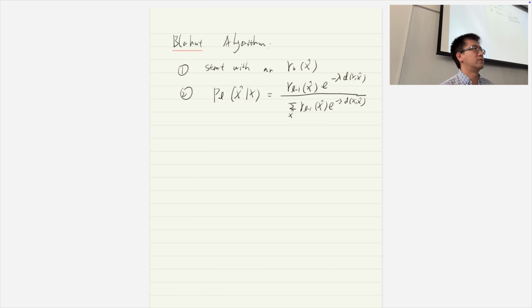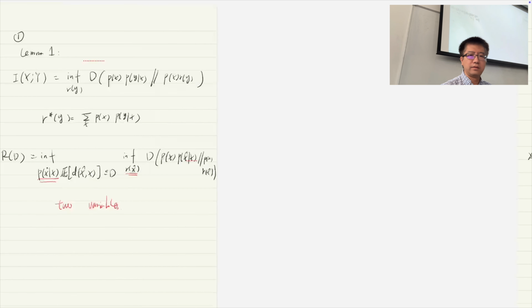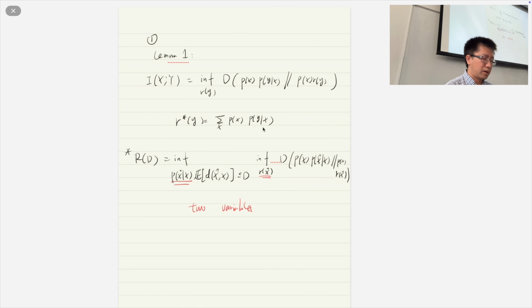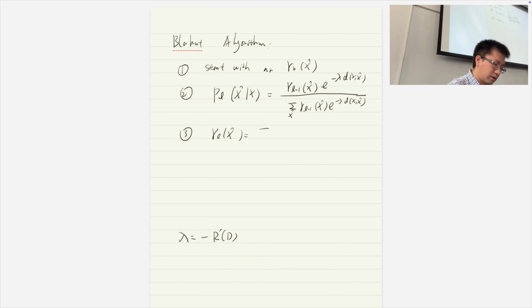The lambda is normally the Lagrange multiplier, okay? And here, in particular, the Lagrange multiplier lambda is minus the derivative of RD, right? Therefore, for different lambda, you will get different points on the RD. You just do that for each lambda, and then you'll get all the points. After that, the third step, we're going to compute the R x hat, right? That is given by this guy, so we can get that from our optimization problem. This equals the sum of p(x) and p(x hat given x).